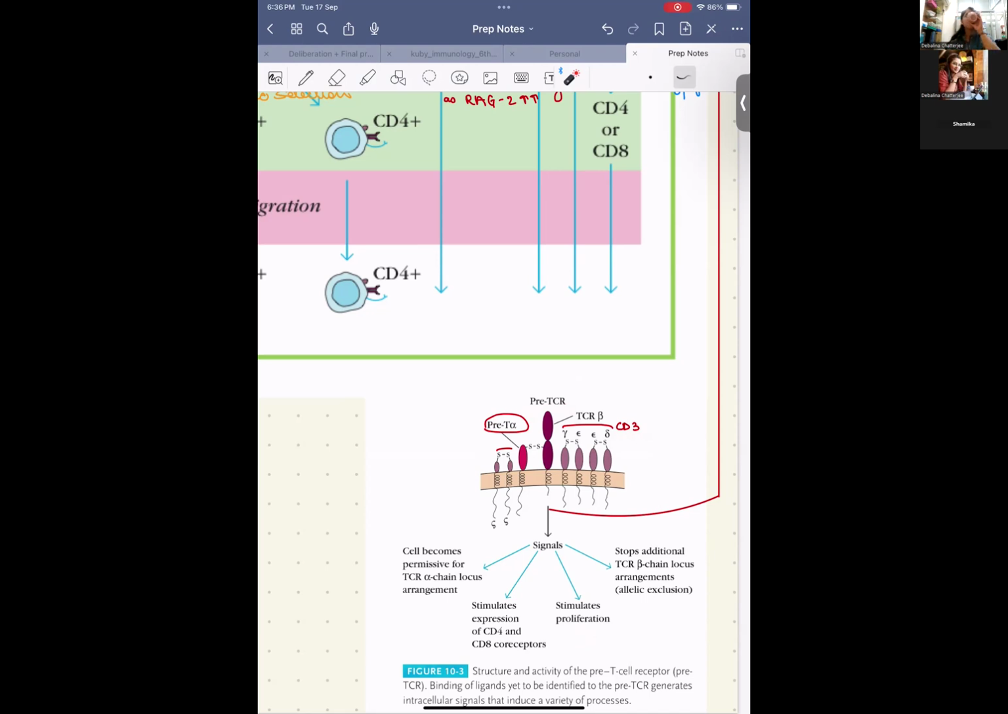The second thing is that this signal also tells the pre-T cell that I now have a fully rearranged, functional TCR beta chain. So the beta chain does not have to enter subsequent rounds of recombination.